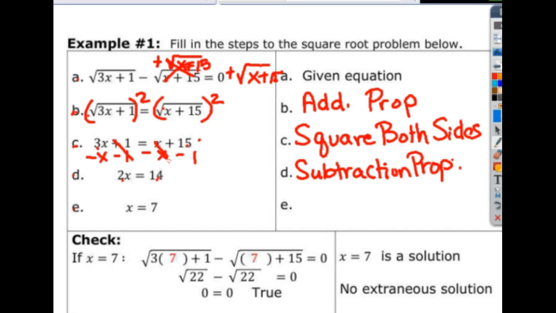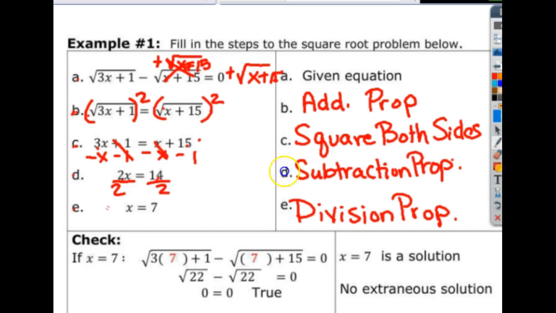And then what happened to the 2? Here we have a 2, and in the next step we don't. And so that would be called the division property of equality. And so here we have an answer, maybe.